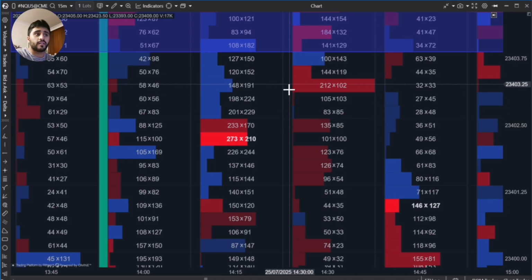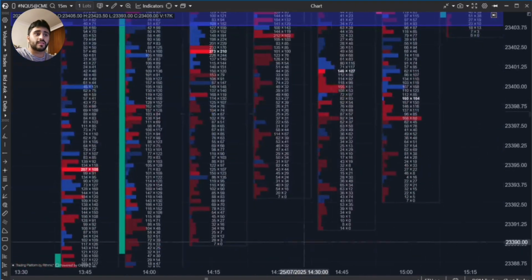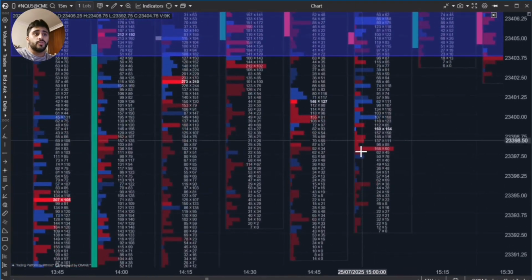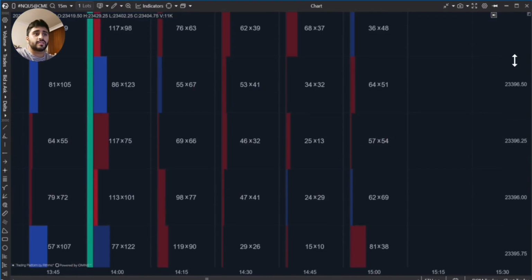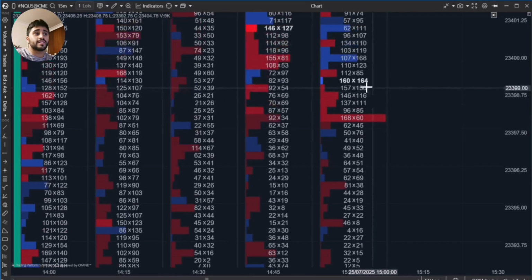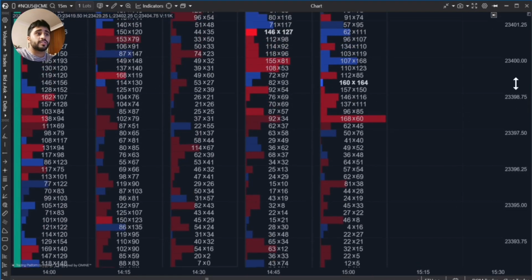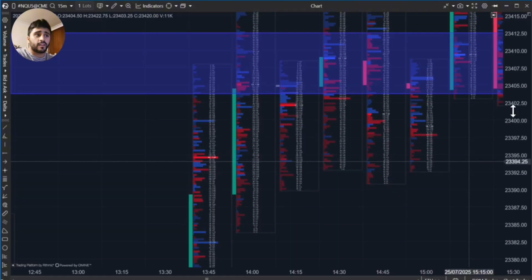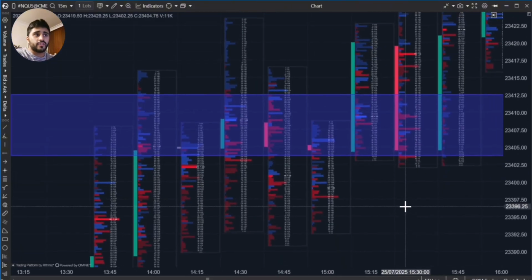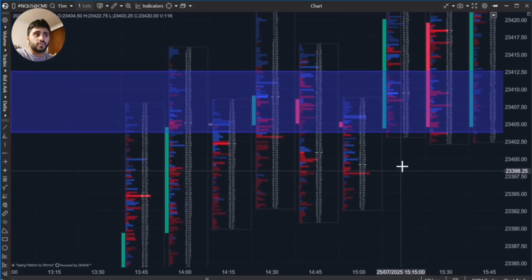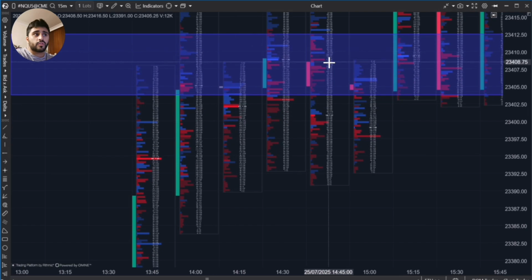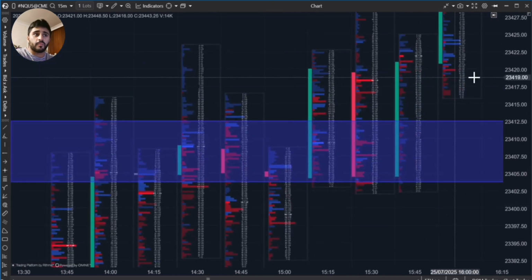You see the same thing over here, 212 for 102. That's more than double, a 2x difference between the aggressive sellers and buyers. You see the same thing over here. If I zoom in, you see 168 for 60. So you're seeing a lot of aggressive sellers inside of this region. Despite that, you see price breaking to the upside. You see 1, 2, 3 retests, and a lot of aggressive sellers, but the market breaks higher.